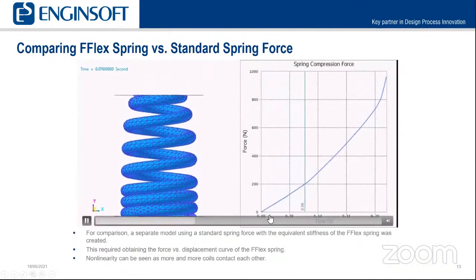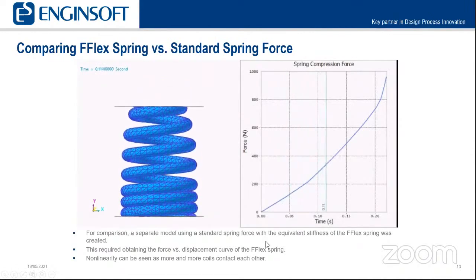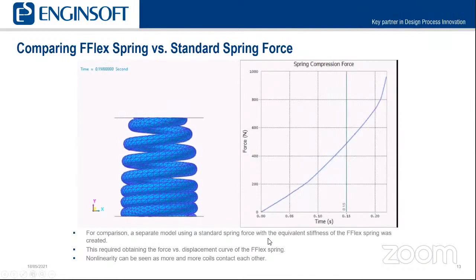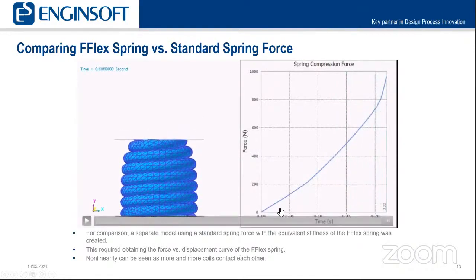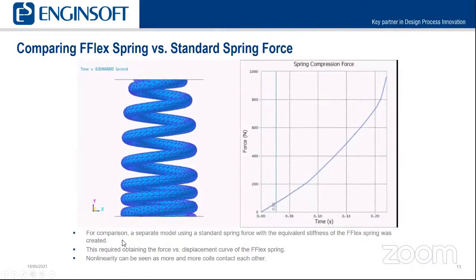What we can see from this animation and the plot is that as more coils begin to contact each other, we have a bit of a nonlinear effect as a result, in that the stiffness of the spring, or the slope of this curve, gets steeper as we approach the fully compressed position.